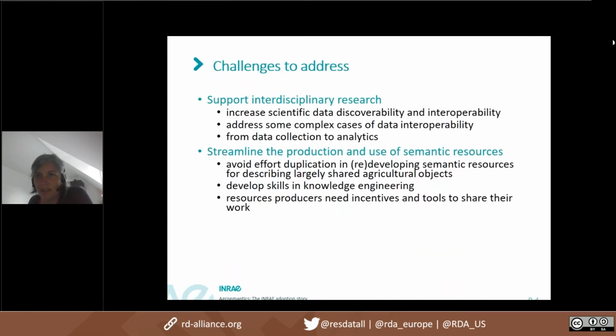So now regarding Agrisemantics and issues that are related to this. As you've understood, INRAE is a very interdisciplinary research institute, from gene to landscape, animals, plants, humans, and we really need solutions to increase scientific data discoverability and interoperability. This is one of our major challenges today. And we have to address some very complex cases of data interoperability.